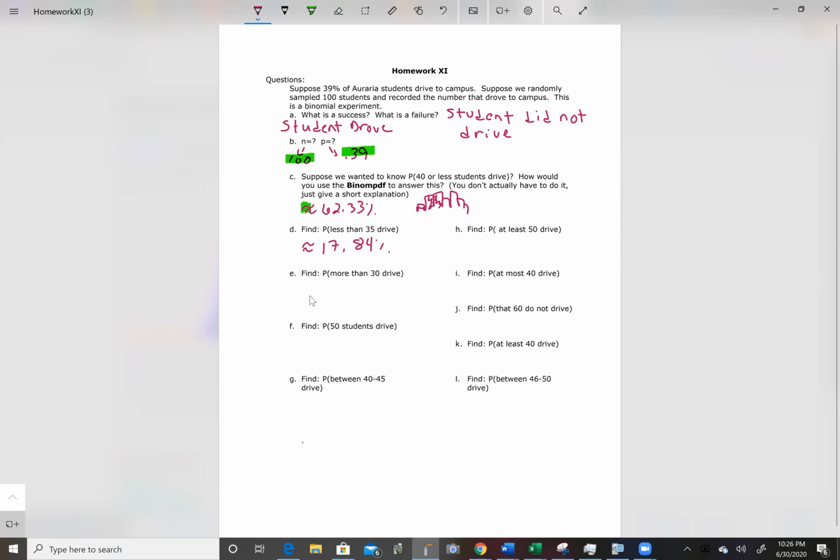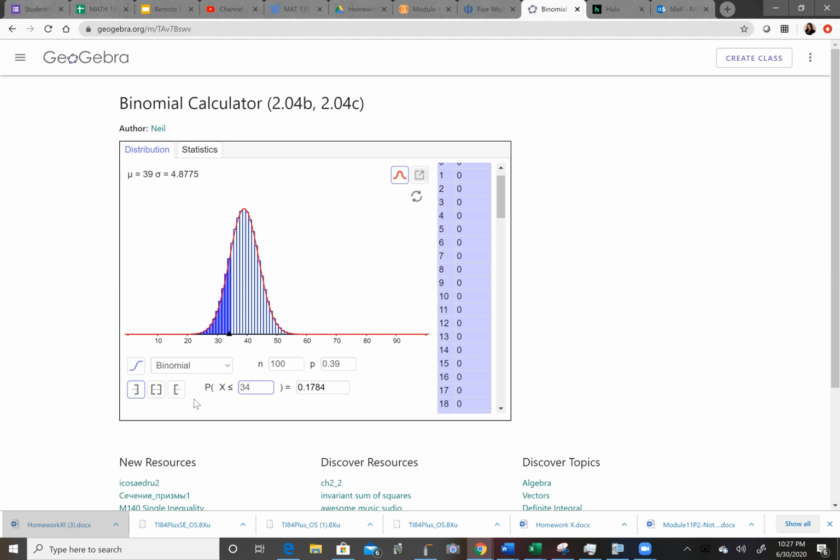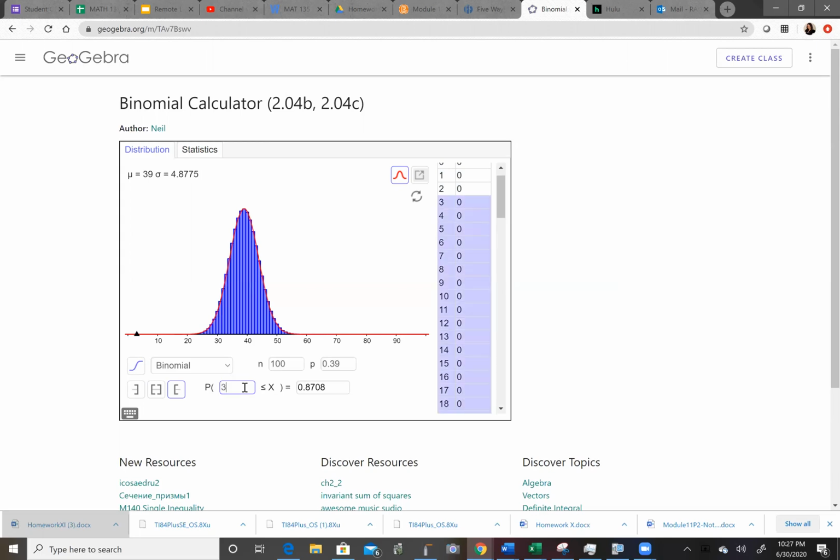E, more than 30 students drove. So we want more than 30. So on this tool, this time we want to click on the right-hand side, and we want X to be greater than or equal to 31. Okay. Greater than or equal to 31, and that is going to be 96.1%.